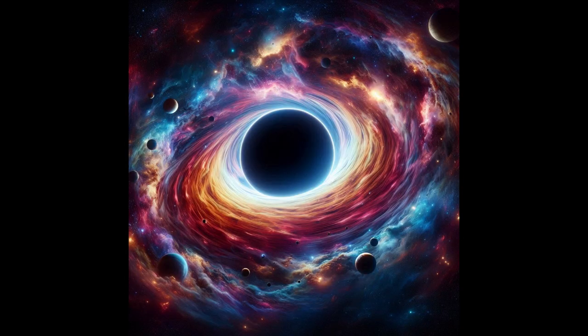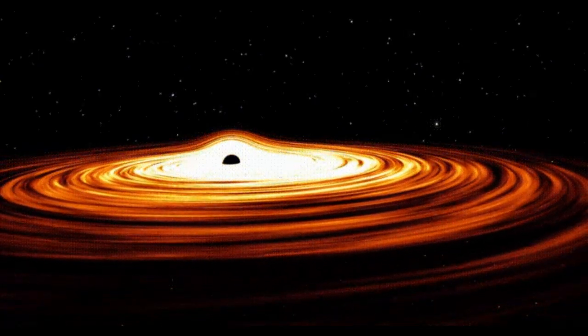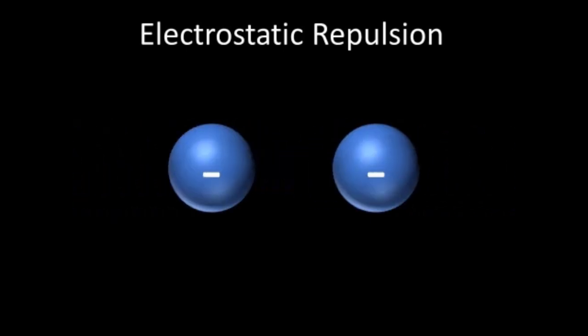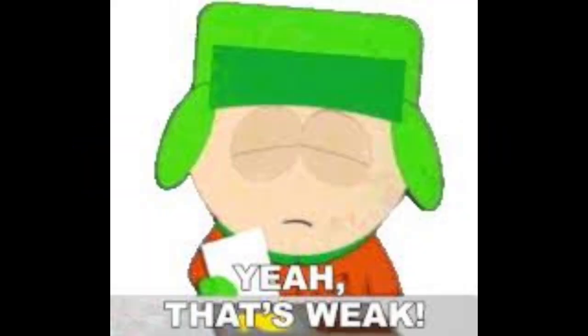First, let's set the stage by understanding what we mean by gravity being weak. We have four fundamental forces in the universe: gravity, electromagnetism, the strong nuclear force, and the weak nuclear force. When we compare their strengths, gravity is significantly weaker. For example, the electromagnetic force between two electrons is about 10^36 times stronger than the gravitational force between them.